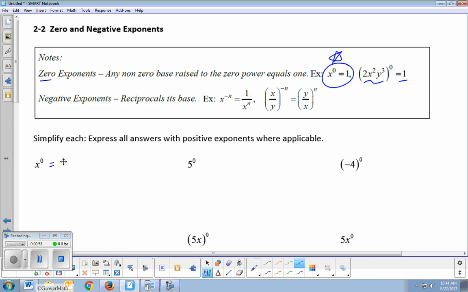X to the 0 is 1. 5 to the 0 is 1. Negative 4 to the 0 is 1. Anything to the 0, any non-zero number, variable, expression, anything raised to the 0 equals 1. Even a negative raised to the 0 equals 1, not negative 1. A negative raised to 0 is positive 1. Everything raised to the 0 is 1.